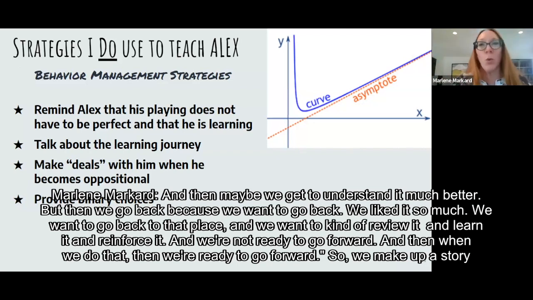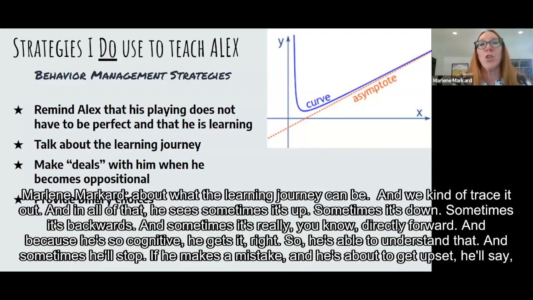So we make up a story about what the learning journey can be, and we kind of trace it out. And in all of that, he sees sometimes it's up, sometimes it's down, sometimes it's backwards, and sometimes it's really directly forward. And because he's so cognitive, he gets it, right? So he's able to understand that. And sometimes he'll stop.